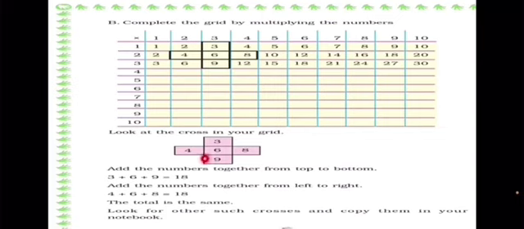Look at the cross in your grids. Now can you see over here 3, 6, 9 and 4, 6, 8. Now add the numbers together from top to bottom. So 3 plus 6 plus 9 is 18. Now add the numbers together from left to right. That is 4 plus 6 plus 8, 18. So the total is the same. So you can see that in both the ways the total remains the same.